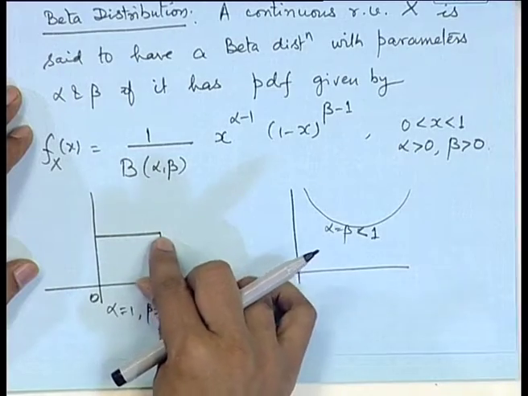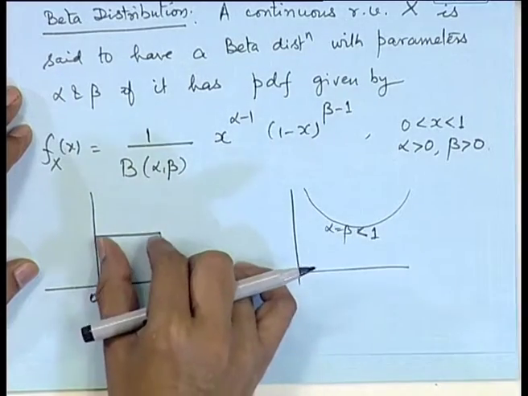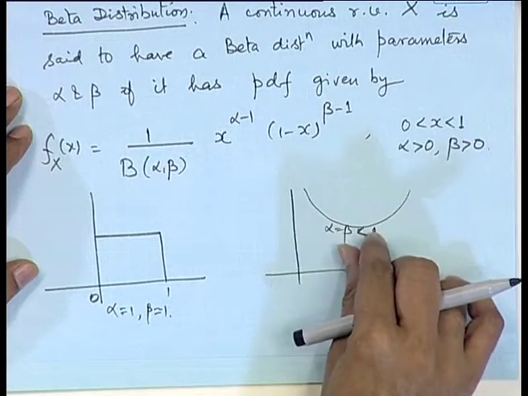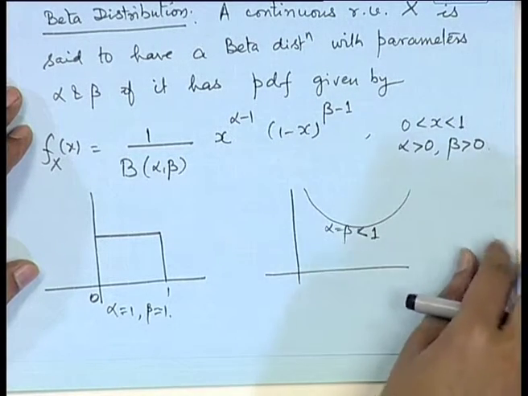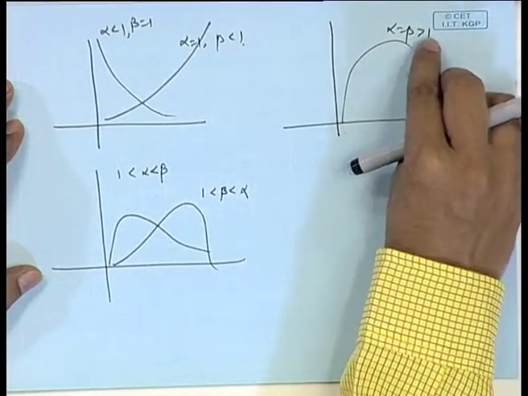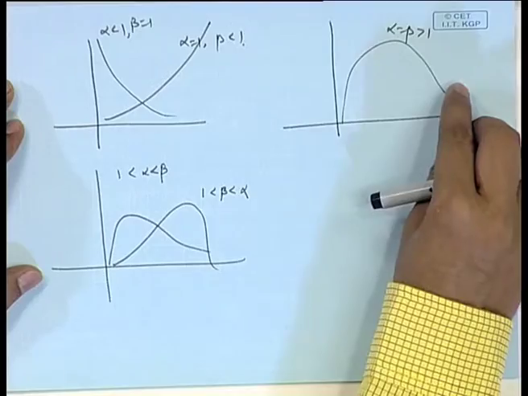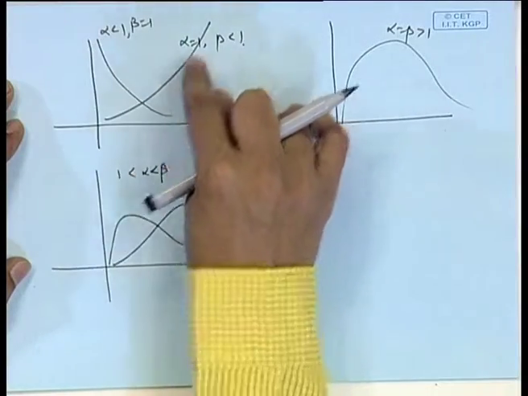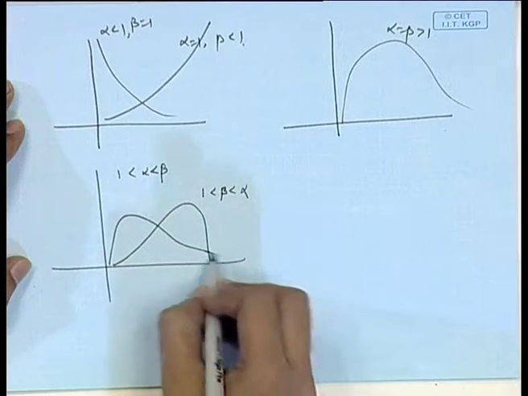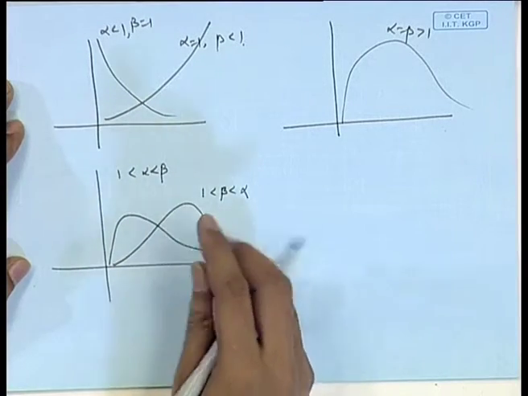If alpha and beta are equal to 1, it reduces to the uniform distribution, which is a symmetric distribution. If alpha is equal to beta, but less than 1, then it has a convex shape. If alpha and beta are equal, but greater than 1, then it has a concave shape. It may be positively skewed or negatively skewed depending upon various combinations of alpha and beta values.